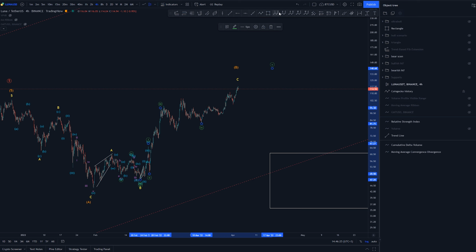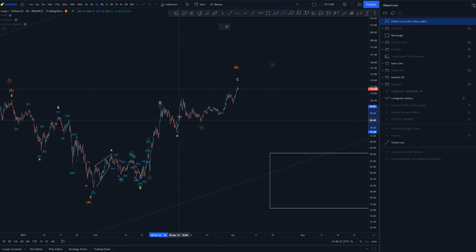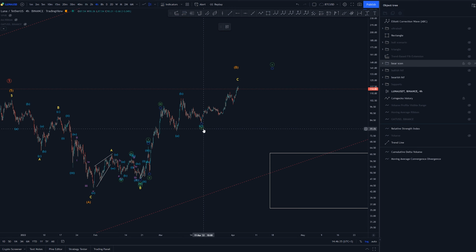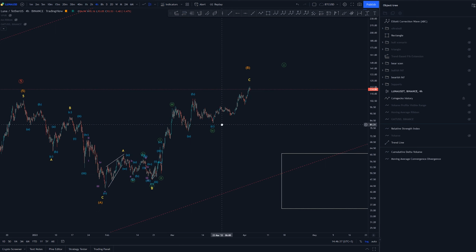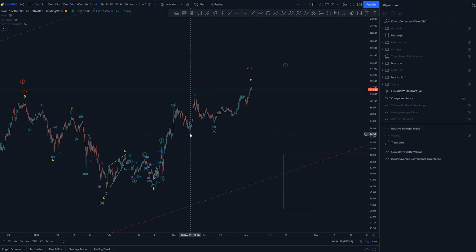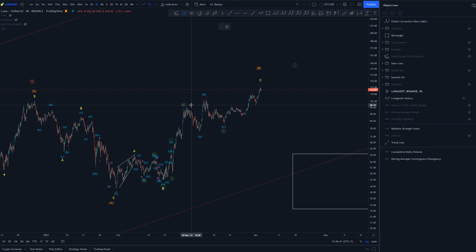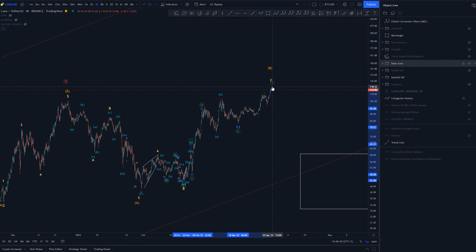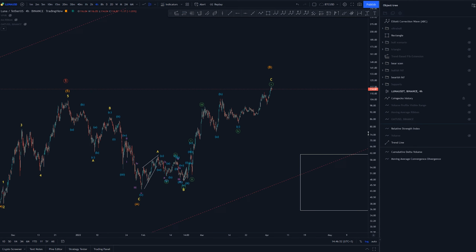B wave. Let me show you. The B wave goes above the start of A wave. What makes it a running flat instead of an expanded flat is C ending before A. And yeah, that is basically it. I think this is more likely currently, and we can still be expecting this to be the 5th.